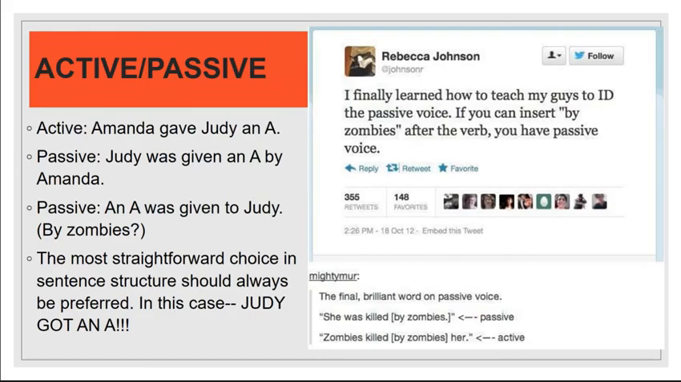Here are some more examples of active and passive voice. Active, Amanda gave Judy an A. Passive, Judy was given an A by Amanda. Very passive, an A was given to Judy. By who? Probably zombies. The most straightforward choice in the sentence structure should always be preferred, though. And in this case, what really matters? What matters is Judy got an A.